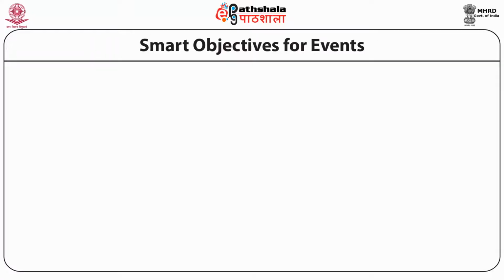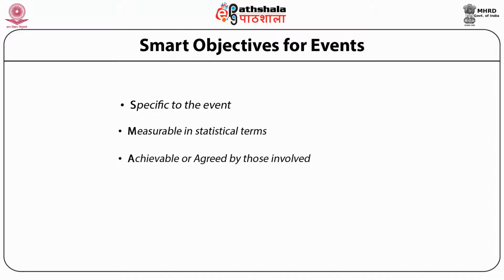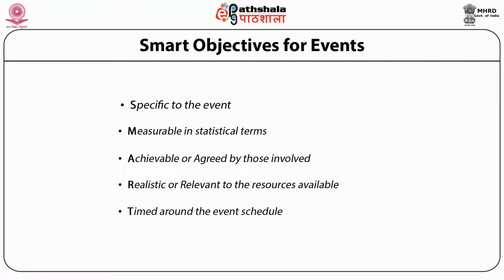There are SMART objectives for events. If we abbreviate it, S stands for specific to the event, M stands for measurable in statistical terms, A stands for achievable or agreed by those involved, R stands for realistic or relevant to the resources available, and T stands for timed around the event schedule.